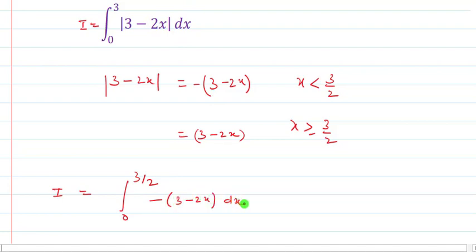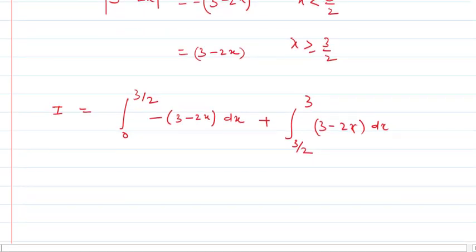This is one part. Plus another part, when x is greater than or equal to 3 upon 2. So the next limit is 3 upon 2 to 3, the final upper limit which is given in the question. And for this part, the value of modulus of 3 minus 2x is simply 3 minus 2x. So now we need to just integrate the two functions and apply the limits. So let me do it.